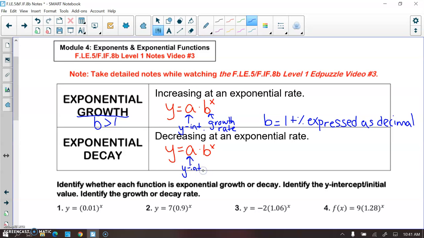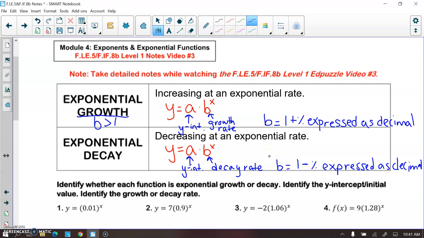So the population started off at 1,000, so a would be 1,000. And b is called your decay rate. We're decaying by 2%. That does not mean that 2 goes in for b. Your b for exponential decay is 1 minus your percent expressed as a decimal. So my percent expressed as a decimal of 2% is 0.02. Doing 1 minus 0.02, that's 0.98. So 0.98 would be your b value.